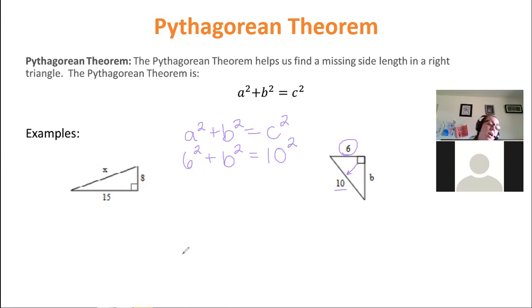So what's 6 squared? So we kind of simplify 36, good. What's 10 squared? Yeah, thanks. That was an epic fail on my part. And then what would I do to solve the equation to get the b by itself? The b squared by itself, rather. What do I have to do to this 36?